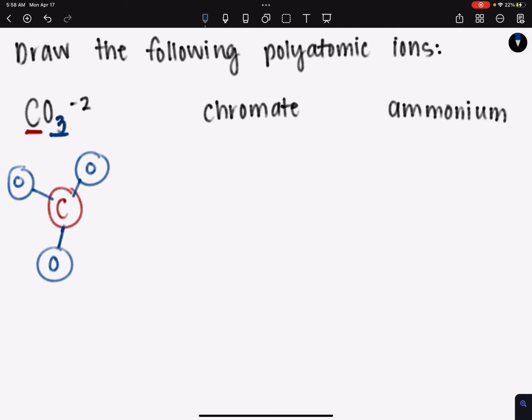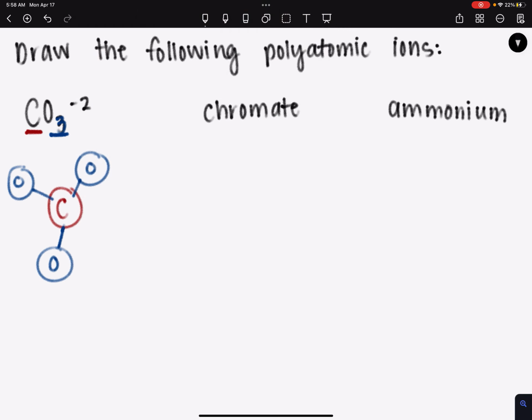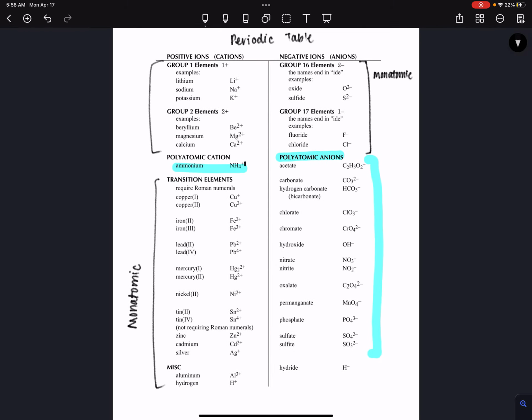Now, the last thing that I'm going to do is address the charge. This molecule overall is not neutral. Overall, this molecule has a -2 charge. So I'm going to show that this whole group of atoms has a -2 charge, and I can do that by outlining the whole molecule with a -2. So when we're illustrating polyatomic ions, it's important that we're illustrating the formula correctly and that we're illustrating the charge of the molecule overall.